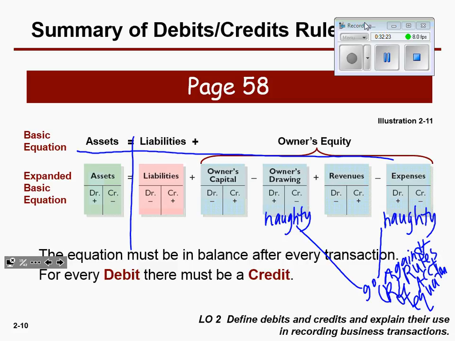Every debit, there must be a credit. I cannot say that enough. And you're going to hear me say it all the time when we do the transactions. I know that there's a debit, so the other half has to be a credit. Or I understand the credit, the other half has to be a debit.